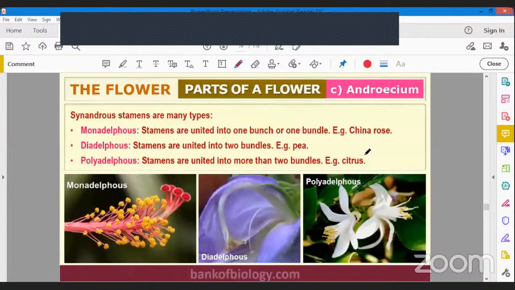Done. So we go to the next one. So synandrous stamens, look at this. They might be monoadelphous. That means they might all be united into one bunch or one bundle. Then diadelphous stamens. The stamens might be united into two bundles. Example in the case of pea. Or they might be polyadelphous. That means the stamens are united into more than two bundles. Example, citrus.